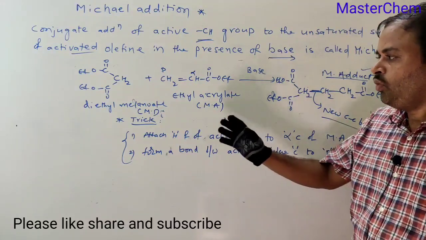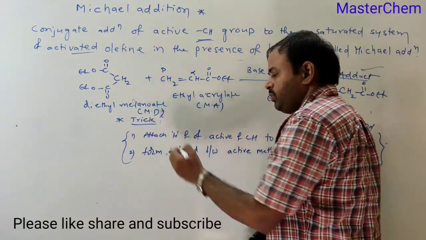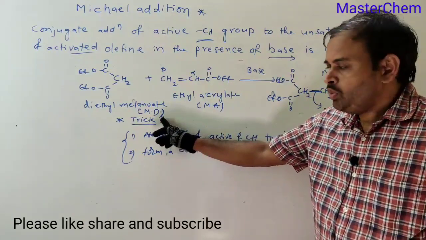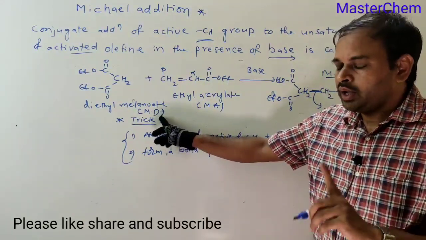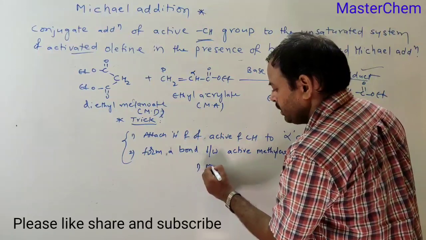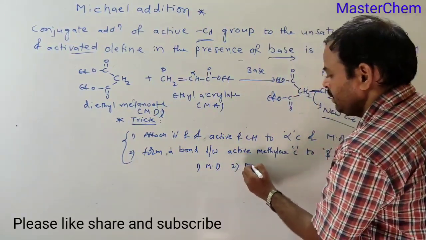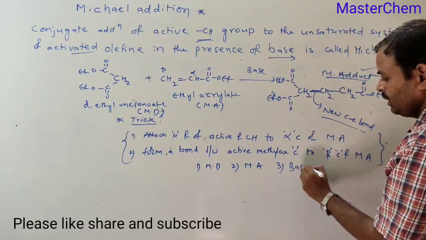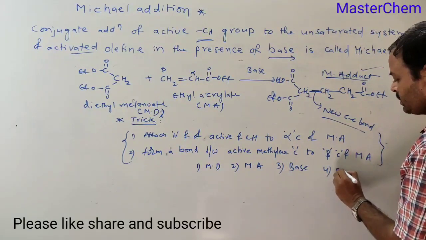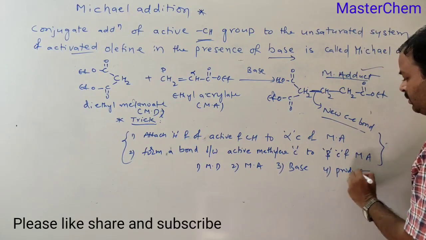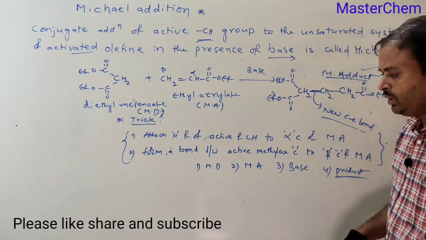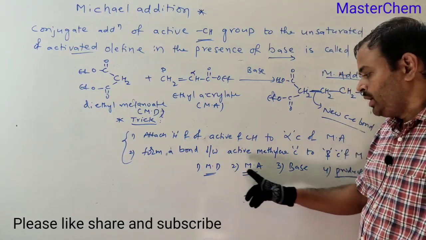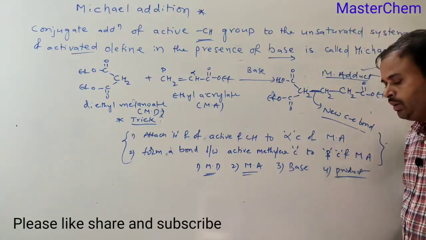So here four important compounds are there. What are they? One is Michael donor and second one is Michael acceptor. Number 3 base. Number 4 product. Okay, what is the product? Michael adduct. So let us take some examples for Michael donors and Michael acceptors and base.